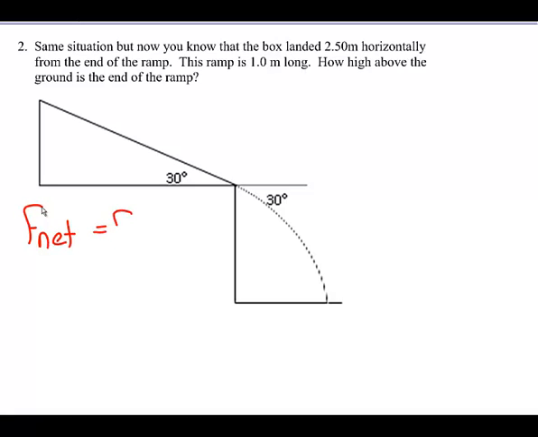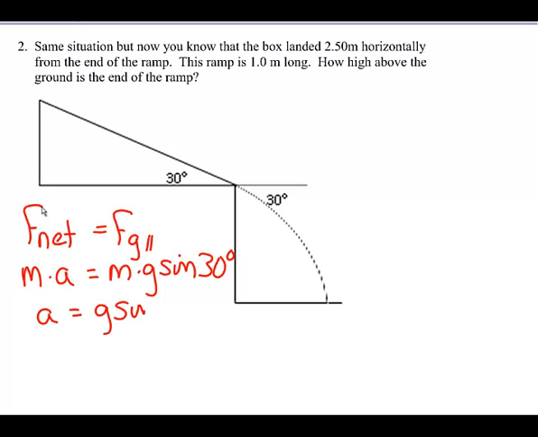Our net force again is equal to Fg parallel. So the mass of our box times acceleration equals mass times g times the sine of our angle. Angle is 30 degrees this time. So acceleration is equal to g times the sine of 30 degrees. Our acceleration for this problem is 4.91 meters per second squared, or 4.905 meters per second squared.